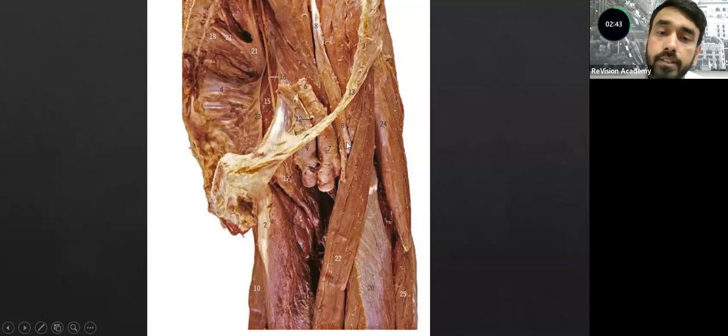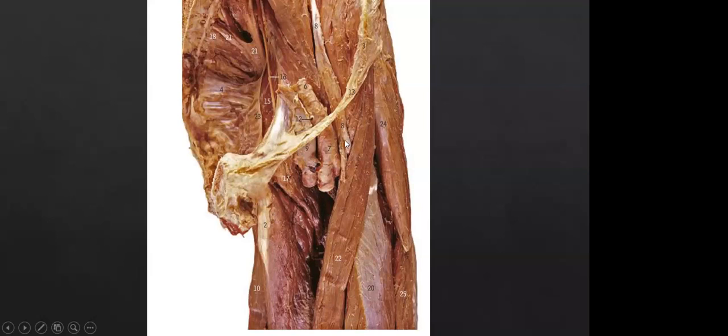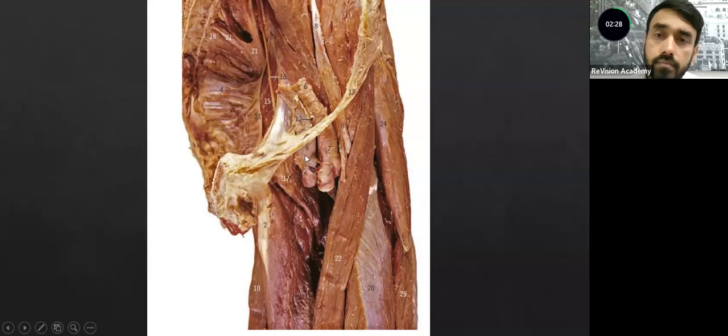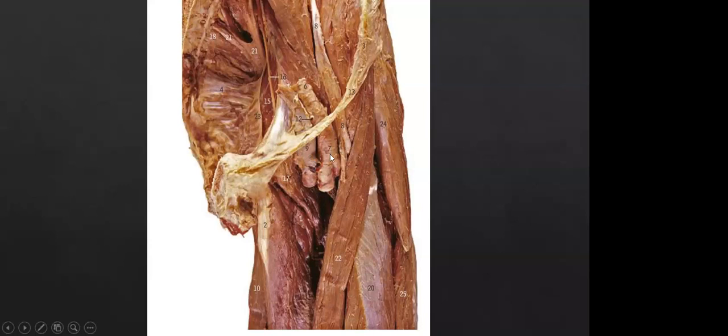Can you identify these structures, 7, 8, and 9? 9 is the femoral vein, 7 is the femoral artery, and 8 is the femoral nerve.